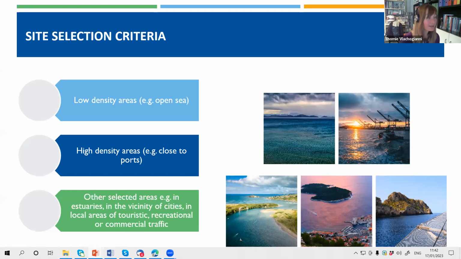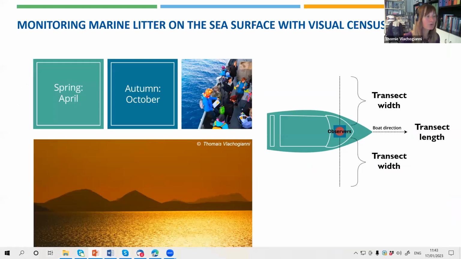Regarding the site selection criteria, similarly to macrolitter, we are choosing different areas exhibiting potentially different litter densities. So we can have low density areas like the open sea, high density areas close to ports and marinas, close to tourism and recreational activities, close to cities, and other selected areas of interest, for example, in the vicinity of estuaries or riverine outflows.